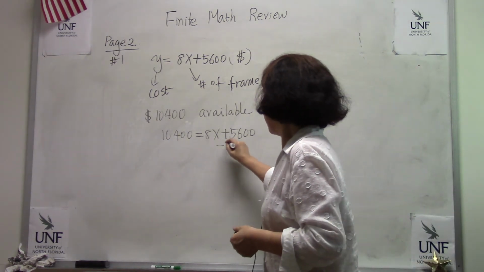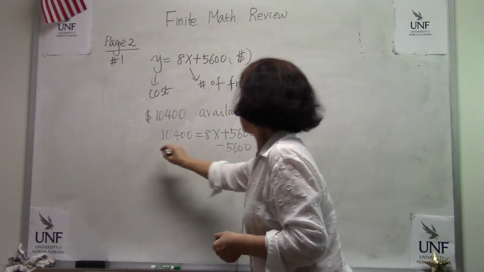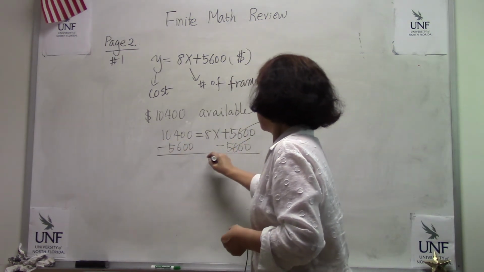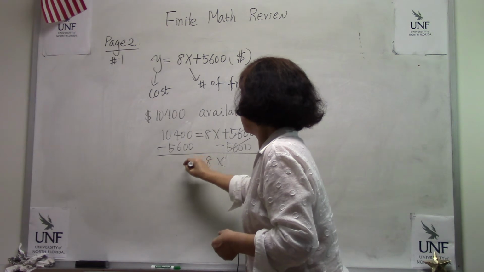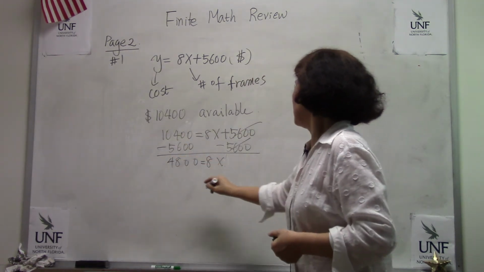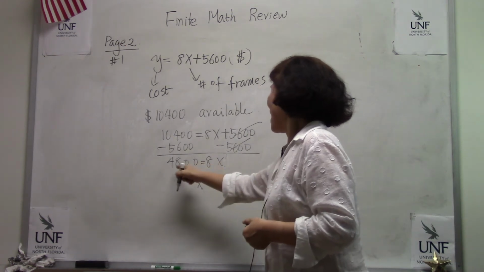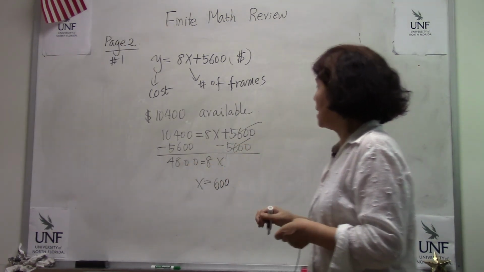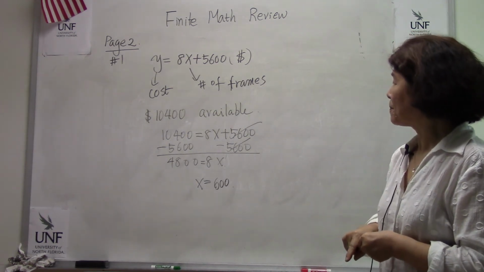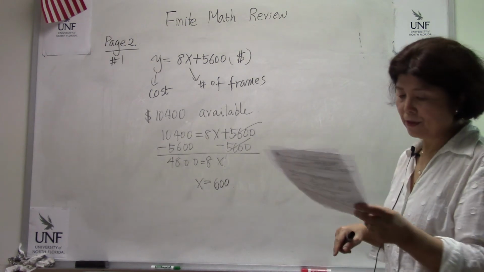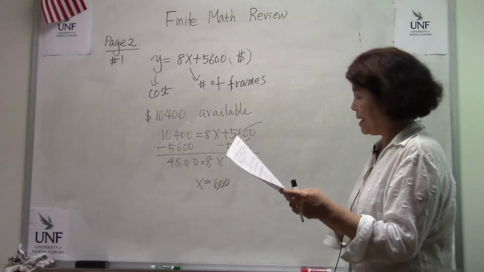So we subtract 5,600 from both sides, making 8x equals 4,800. So divide both sides by 8. That gives you x equals 600. So you can produce 600 frames with that money.